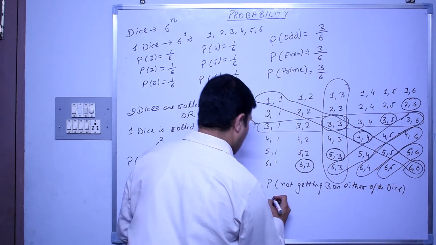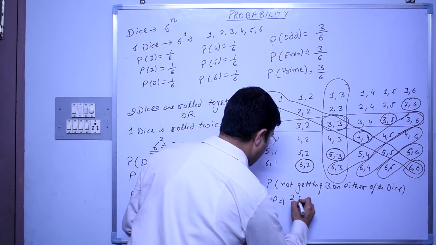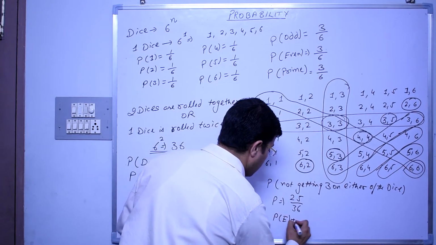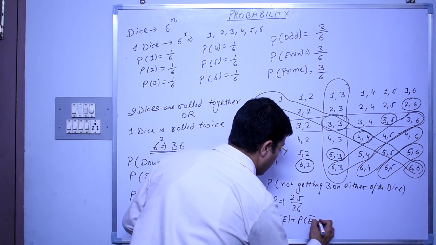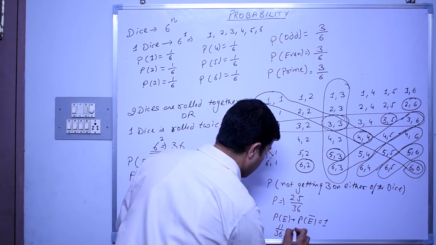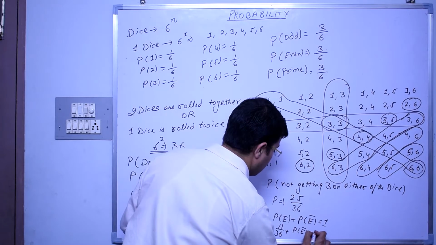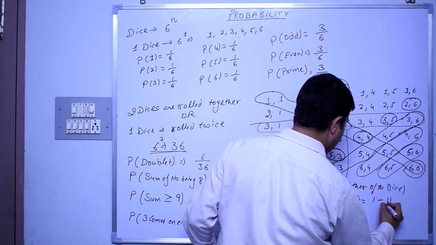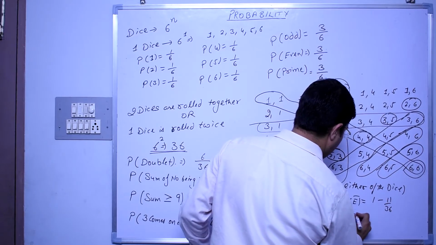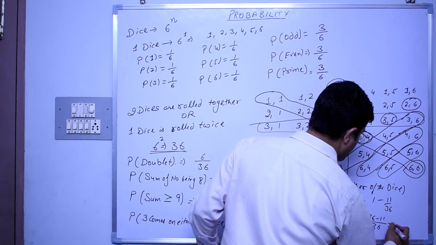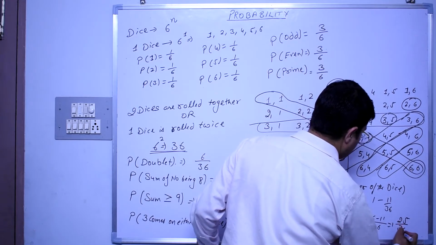So either you can count them, this will be 25 by 36, or you can use the formula that probability of E plus probability of not E is 1. Probability of E was 11 by 36, plus probability of not E is 1, so probability of not E is 1 minus 11 by 36. So probability of not E becomes (36 minus 11) by 36.